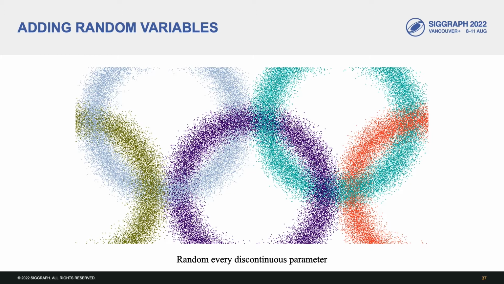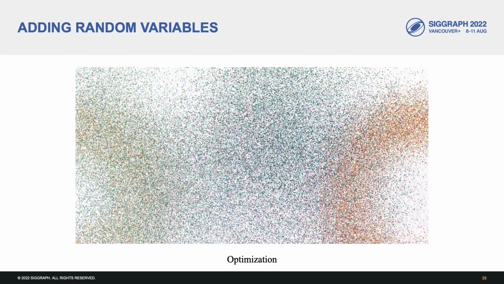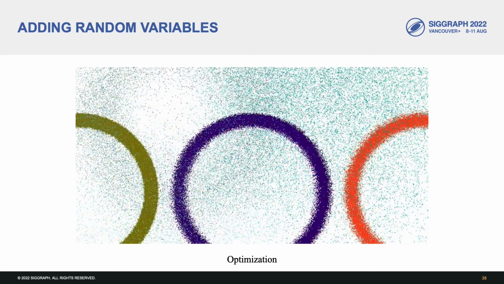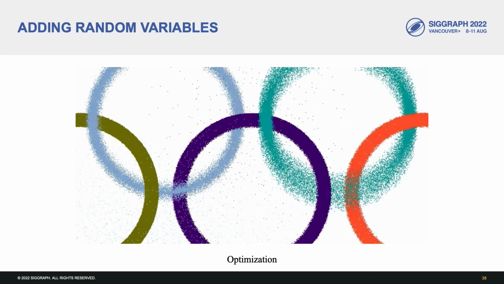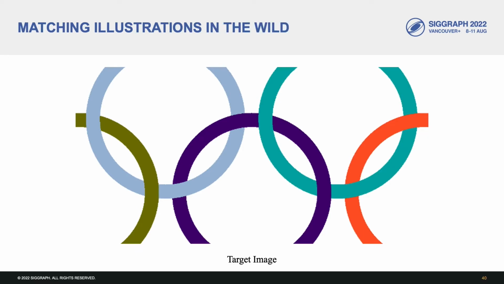For example, if we apply a random variable to every discontinuous parameter, we get this fuzzy shape. Discontinuities can be sampled for each pair of pixels with disagreeing color. Therefore, we can easily collect many samples that can contribute to an accurate gradient. This is the optimization process when we introduce random variables. The scale of the random variables is optimized as well, so they quickly converge to smaller values at regions they are certain about. This is the converged result, which is almost in pixel-wise perfect agreement with the target image.